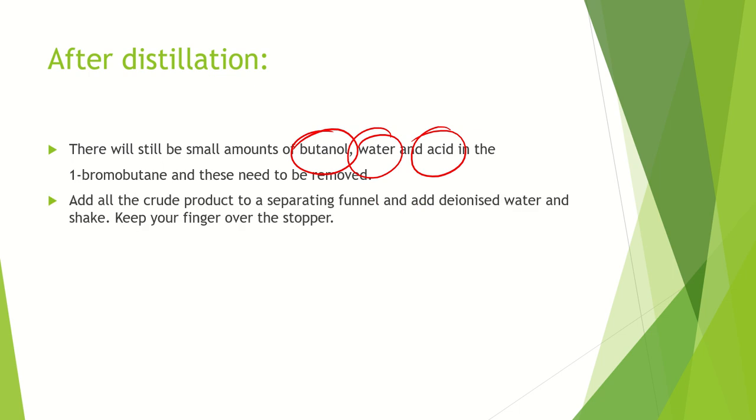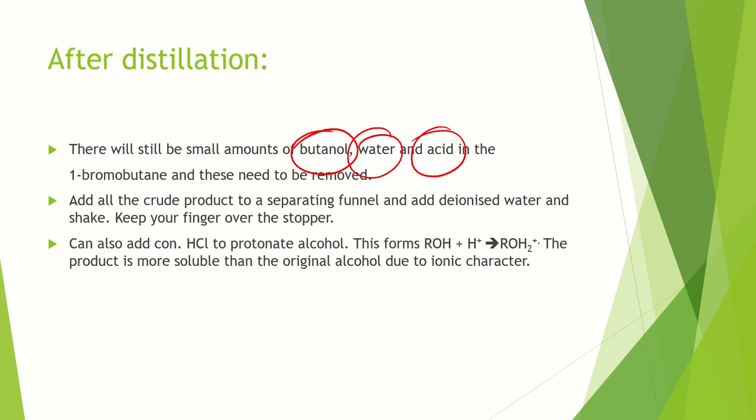So number one, what are we going to do? Everything that was in the distillate, we're going to add to a separating funnel. And to that, we're going to add some deionized water. We're going to keep our finger on the stopper. Now you can do that, or at this point you may also add some concentrated hydrochloric acid.